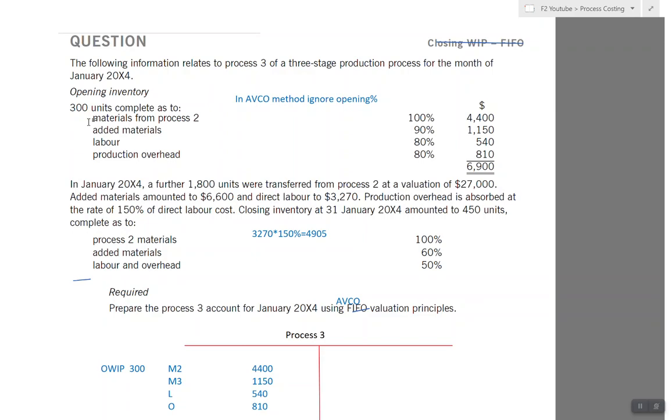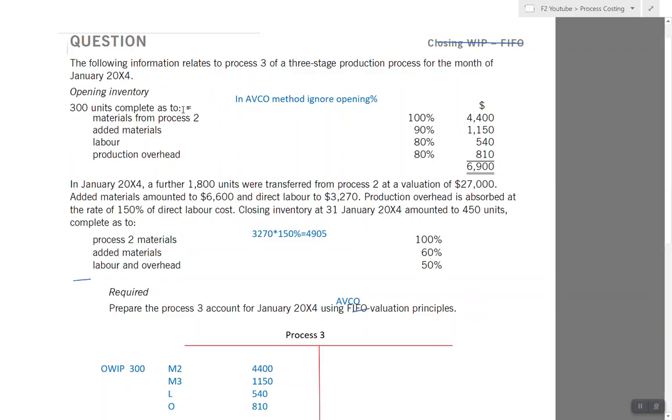So there are two methods, Fifo method and Avco method. First, we will look at Avco method. This question is specifically made for Fifo method, but first we will look at how it is done using Avco, and then we will look at how it is done using Fifo. So the requirement is to prepare the process 3 account for January 2014 using Fifo, but first we will look at Avco.